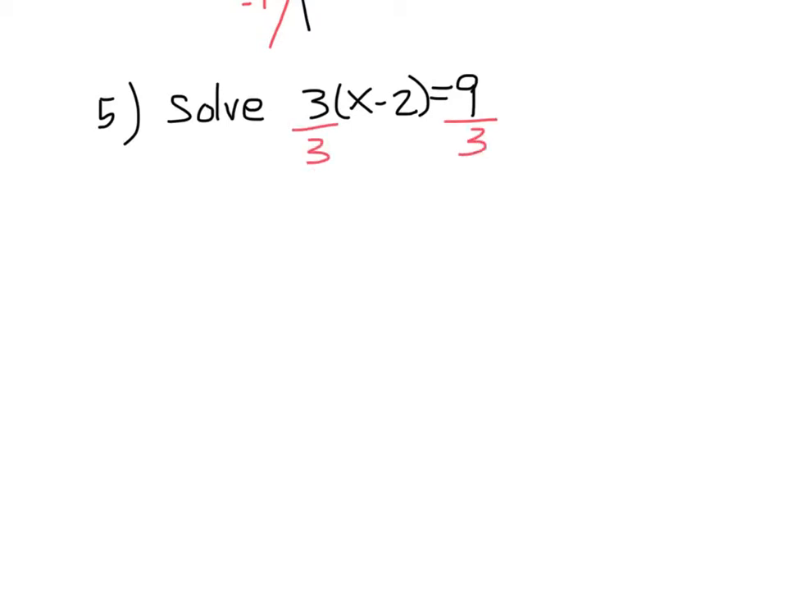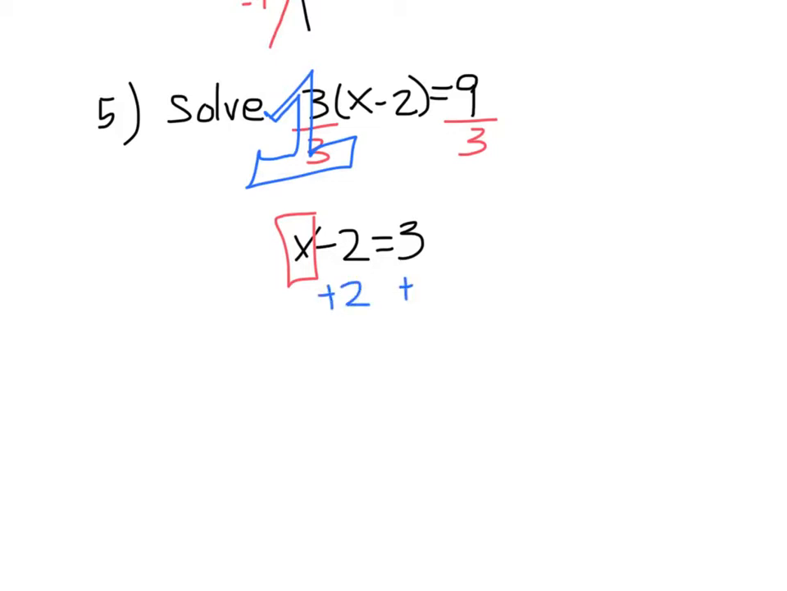Let's take a look at question number 5. In this case, whether you distribute or divide both sides by 3, I said it doesn't really matter. But I wanted to divide by 3 first. So this becomes a big fat 1, right? So 1 times (x minus 2) is obviously just x minus 2, and that equals 3. I know I gotta leave the x by itself, so I gotta add 2 to both sides. So x is now equal to 5.